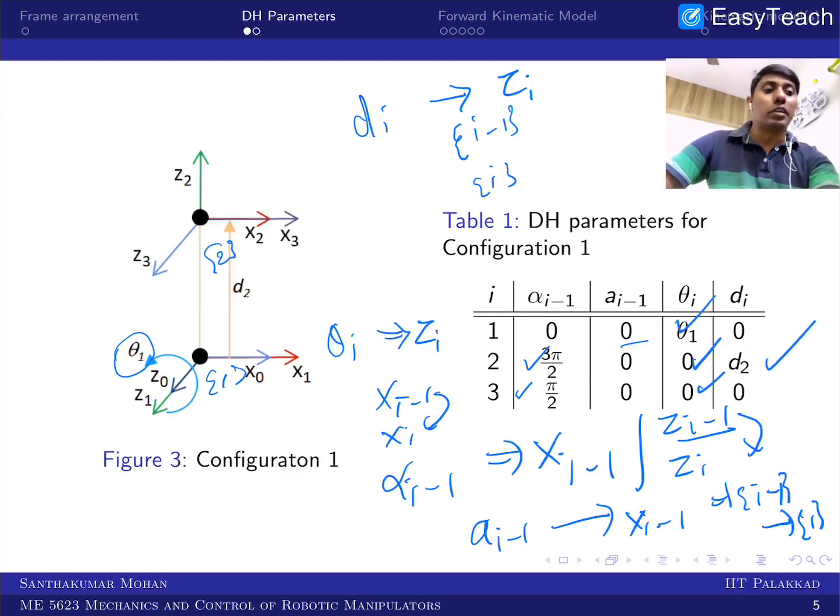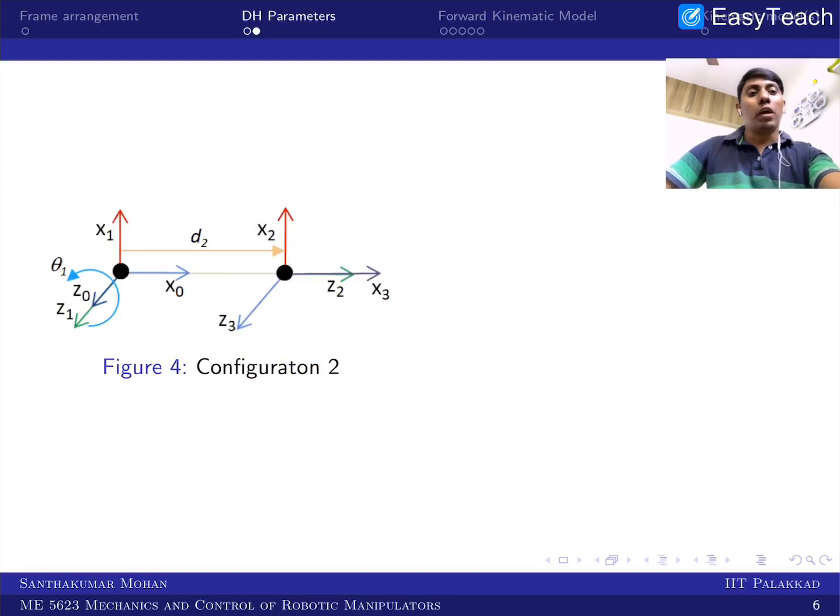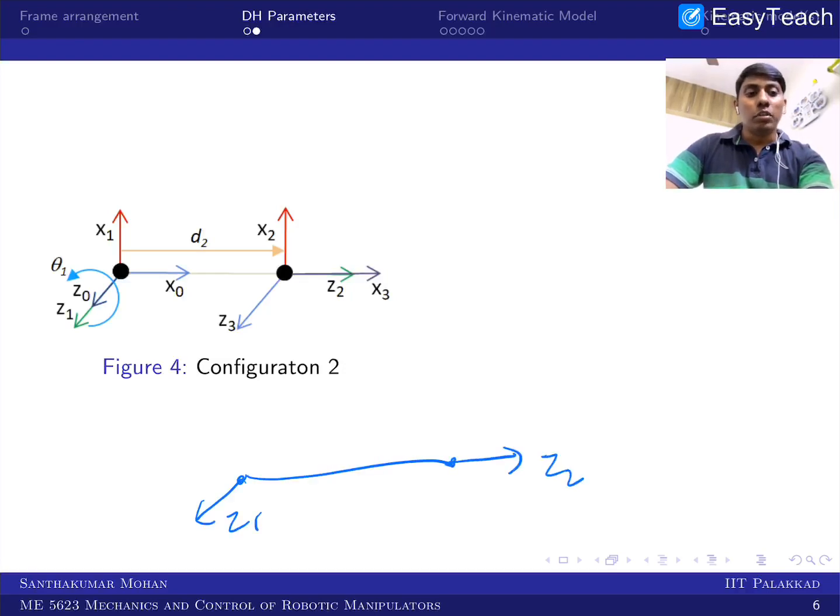That is what you have written here. So this is configuration 1, and this is another configuration we can see here. This is actually what we have realized. So this is z1 and this is your z2. I am trying to see what I can do. I can take z0 here.